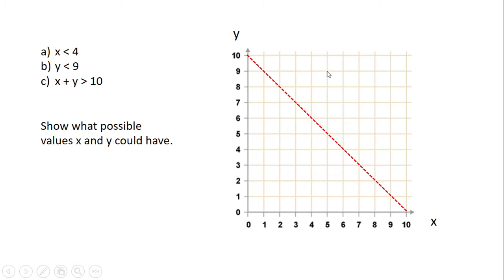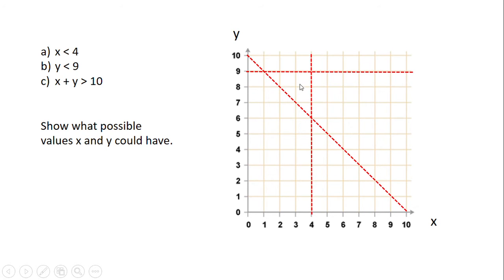Let's pick this point as an example. That's the point 5, 9. The x value plus the y value is greater than 10. 5 plus 9 is 14. So we want all the points above this line. Okay. We want the y value to be smaller than 9. So we want all these bits here. We want the x value to be smaller than 4.